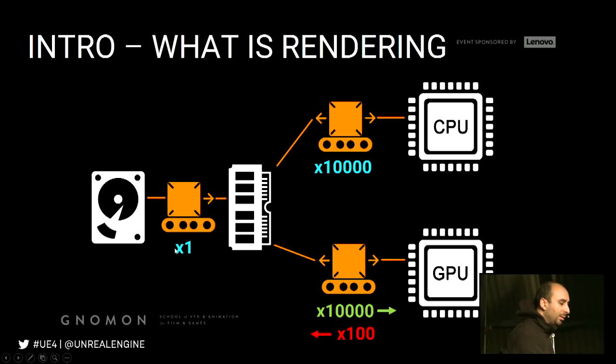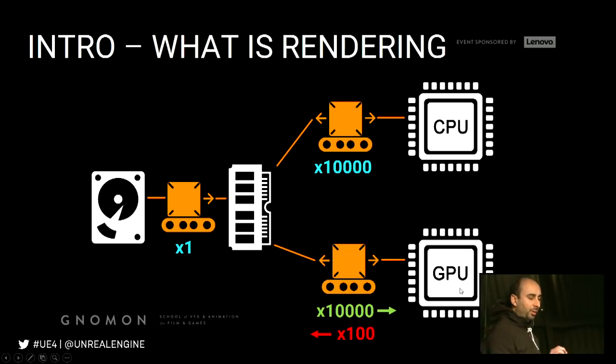Here there is an interesting thing: the speed of the streaming, or of the transfer of the data, is different between different components. The speed for transferring data from the hard drive to the memory is, let's say, 1x. It's 10,000 times faster when we stream the data from the memory to the CPU and from the memory to the GPU. So that's very interesting. Once we have the data in the memory, the CPU can access it and start processing it to produce the final render. Same thing with the GPU.